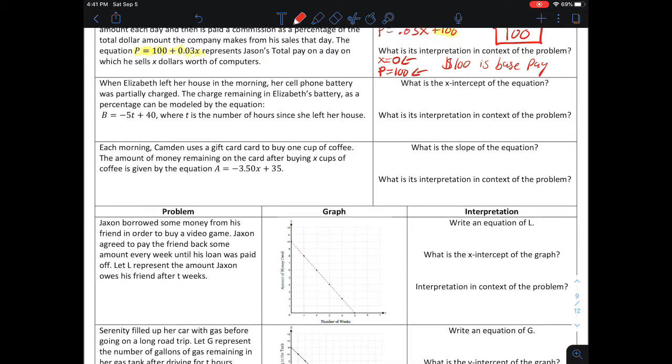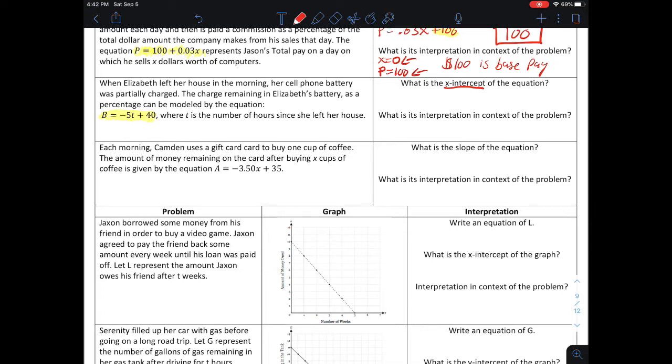Now let's look at the next one here. So this next problem, we have Elizabeth left her house in the morning. Her cell phone battery was only partially charged. The charge remaining in the battery as a percentage is modeled by this function of b, negative 5t plus 40, where t is the number of hours since she left her house. We want to know, what is the x-intercept of this equation?